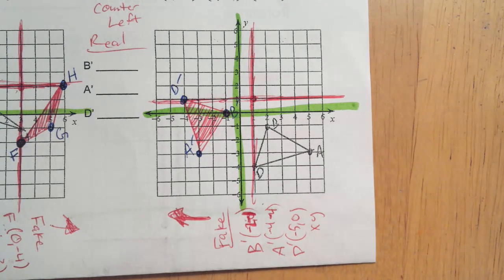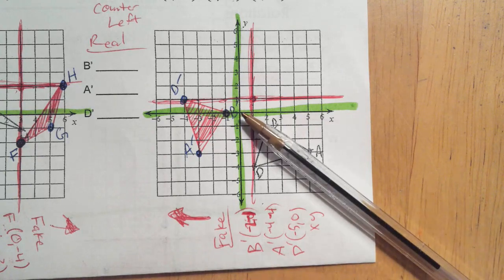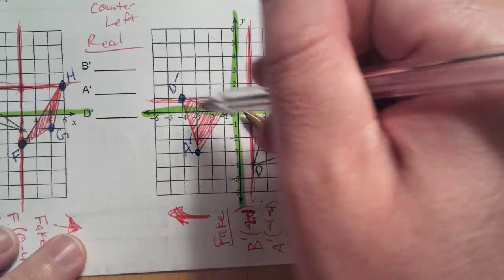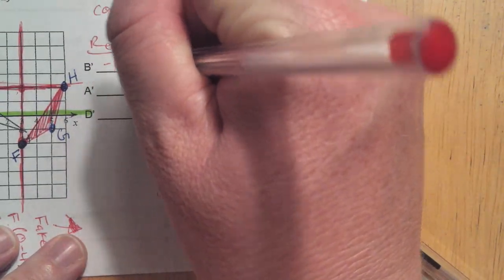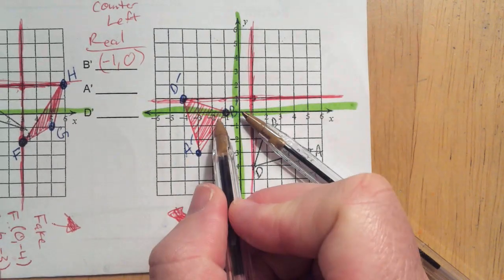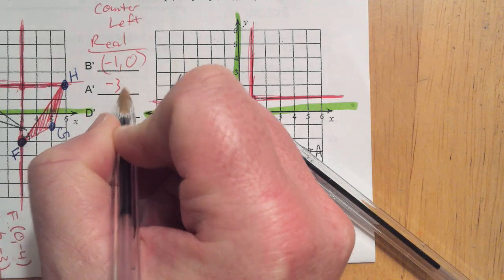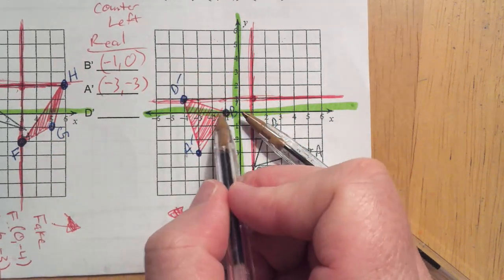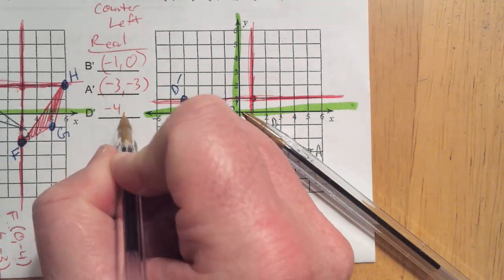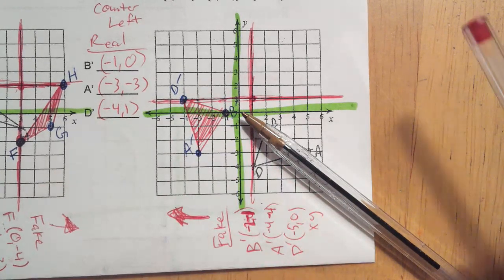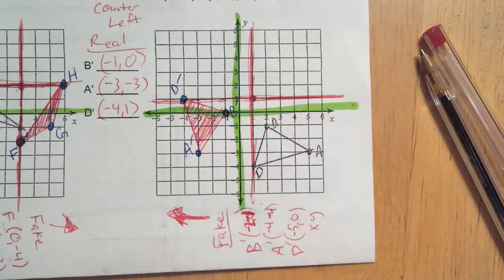Okay, so where's each point really located? Your B is at -1, 0. Your A is at -3, -3. And your D is at -4, +1. Okay, so we're going to leave those last two problems for a future review.